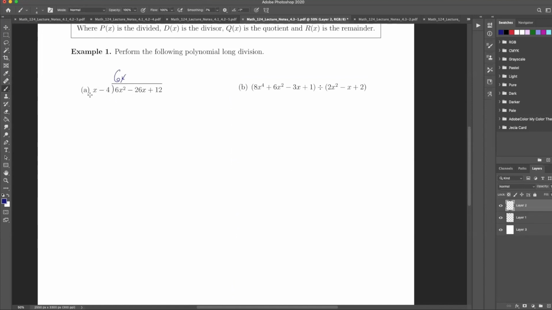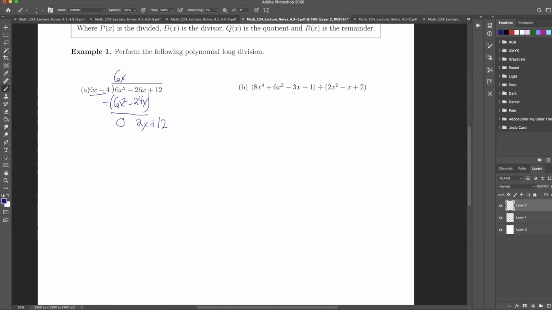So I'm going to take 6x, multiply it by this. And so this becomes minus 6x times 6x, it is 6x squared, minus 4 times 6x is minus 24x. So 6x squared minus 6x squared is indeed 0, which is by design. And then we go here for the singular x value. Here I'll have minus, so this becomes plus. So minus 26x plus 24x gives us minus 2x. Then you just drop down the 12.